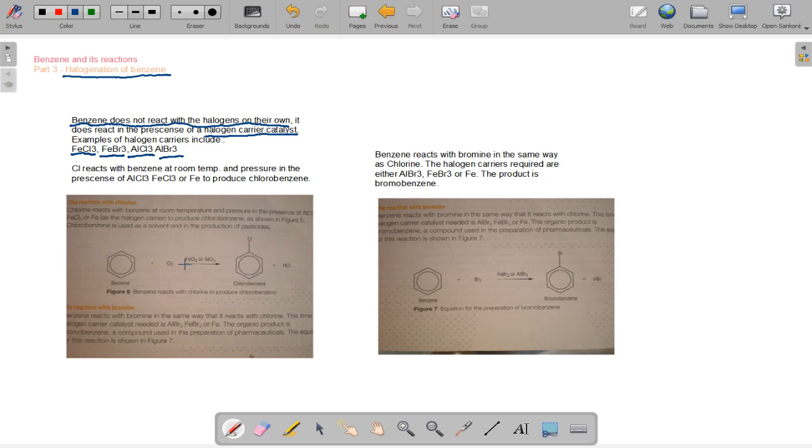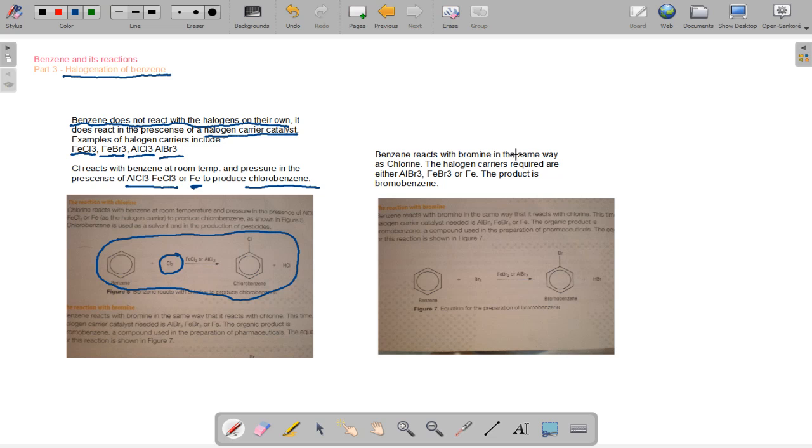So, if you look at the summary reaction with chlorine down here, we have benzene plus Cl2 diatomic gas with iron chloride or aluminium chloride. We get chlorobenzene plus hydrochloric acid. So, chlorine reacts with benzene at room temperature and pressure in the presence of either of those two, or iron itself, to produce chlorobenzene. We'll find out more about why iron does this in the next tutorial when I show you actually the nitty-gritty of how benzene turns into chlorobenzene.